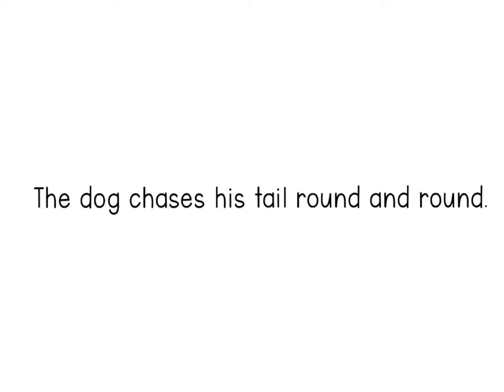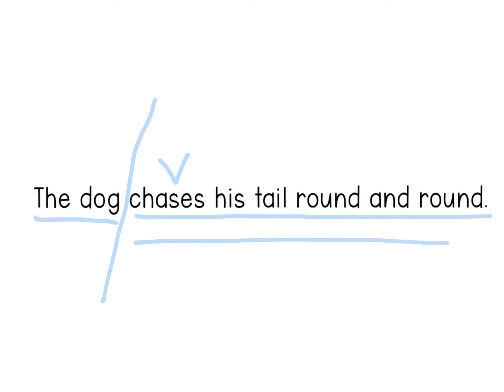Let's practice. So we have the complete sentence. The dog chases his tail round and round. So the first thing we do to separate them into subjects and predicates is find the verb. The verb is chases. We label it with a V, then we karate chop this sentence in half. The dog gets 1 line because that's our complete subject, the who or what. Starting with the verb till the end punctuation mark gets 2 lines, and this is our complete predicate. It tells us what the subject does.